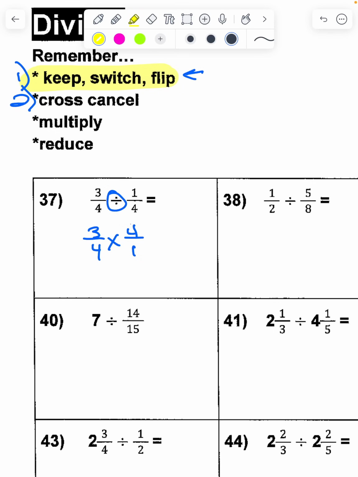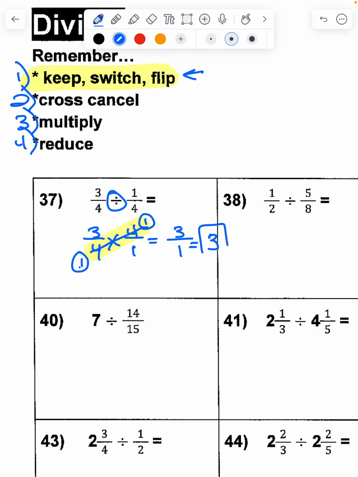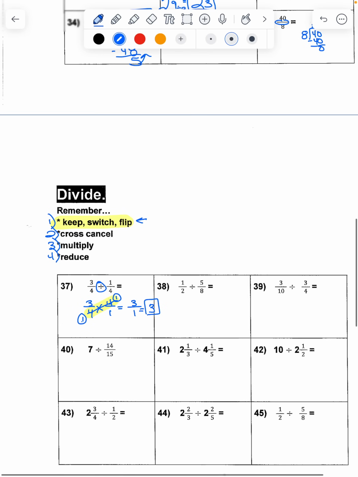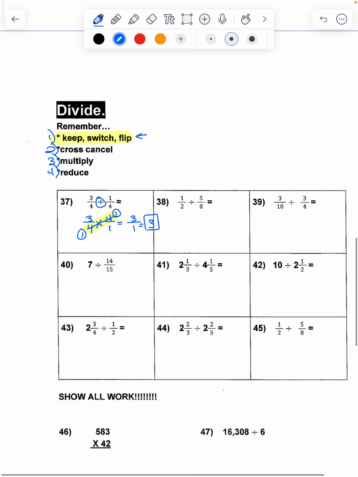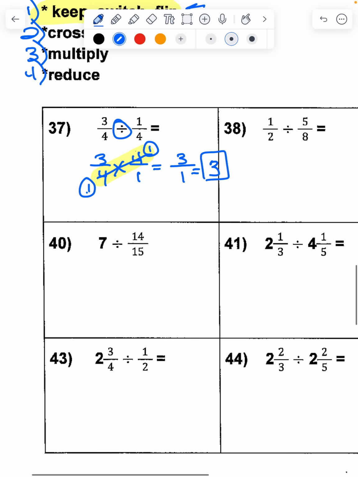Step 2, see if you can cross cancel. I can cross cancel because those 4s can cancel each other out. 4 goes into 4 one time, 4 goes into 4 one time. Step 3 is to multiply straight across. 3 times 1 is 3. 1 times 1 is 1. And then if you can, reduce. Well, I know that 3 divided by 1 is just 3. Okay. All right, I'm gonna let you do 38, even though it's even, because I just did one for you. I'm gonna go to number 40 now.